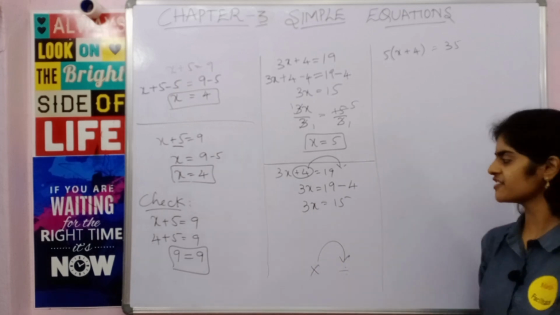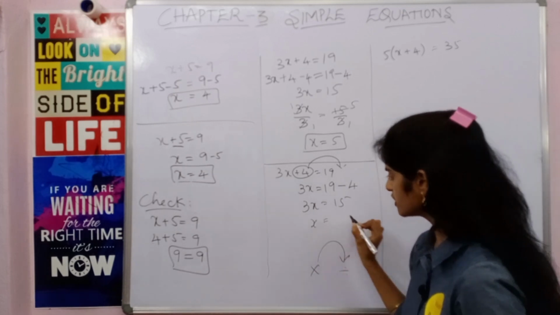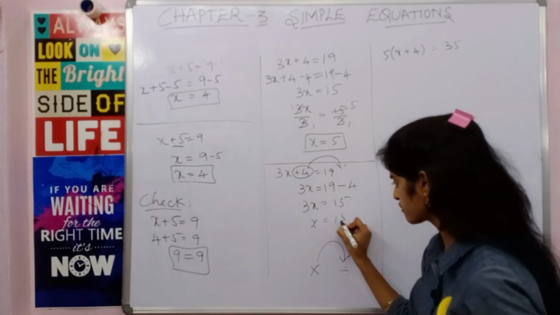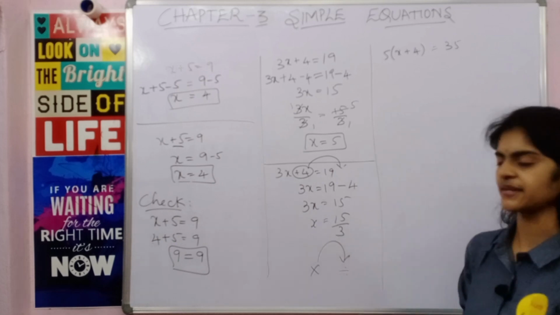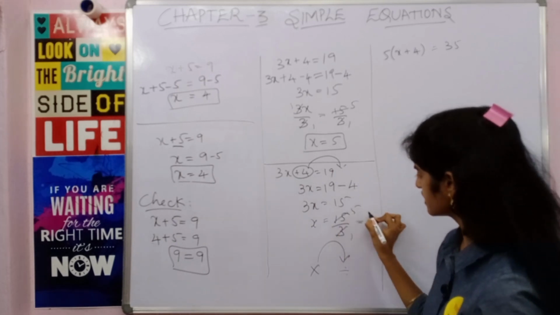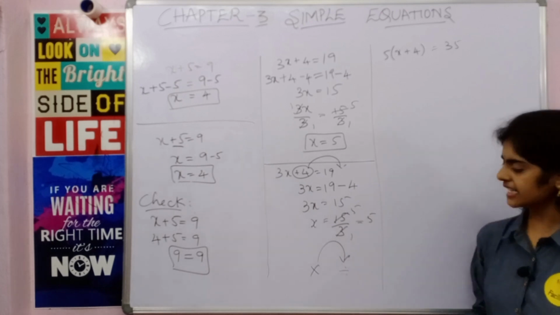It becomes division. So x equal to, now 3 is multiplied here. If I am transposing it to the other side, it becomes division. So 15 divided by 3. Clear? So now, 3 ones are 3, 3 fives are 15. So x is nothing but 5. Clear? Now let us check.